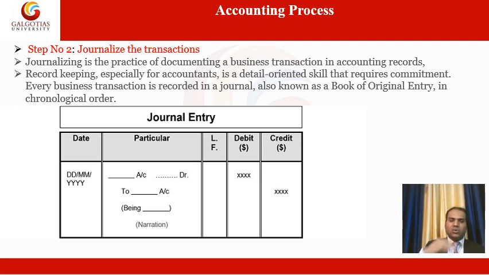Here I have shown the format of journal. First of all, you have to write the date, then particulars, then ledger folio, then debit, then credit. In this format, you can post journal entries properly, right? This is the best format of journal, right?